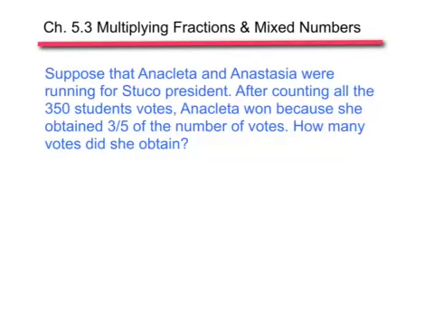Hello everybody! Today I'm going to show you how to multiply fractions and mixed numbers. I'm going to start this lesson with this example of two co-presidents elections, okay? So let's read it together.